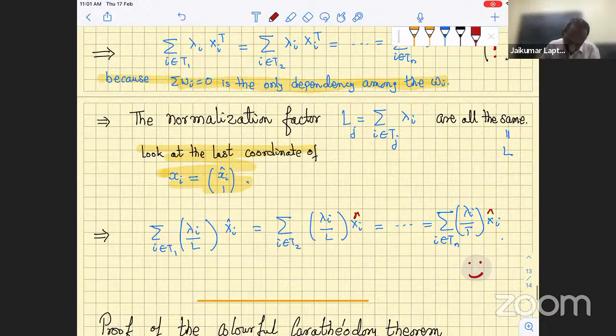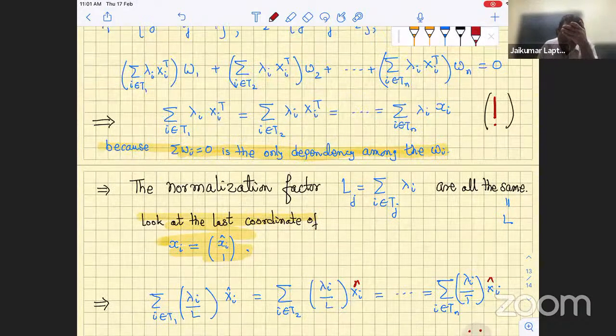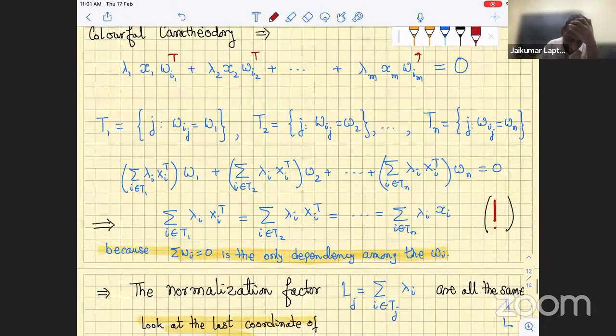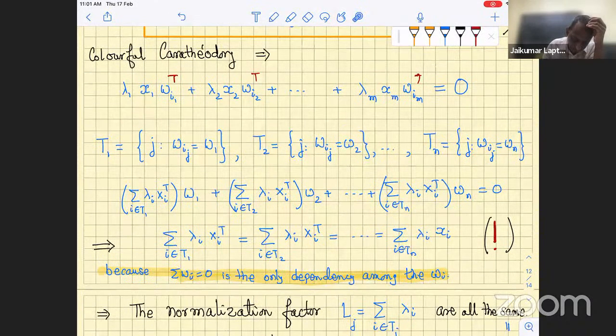Okay. So I suppose the question is, why can't these lambda_j, why can't these normalizing factors be 0? Okay. The point is, yeah, this was the question Srijato asked. Yeah. So this is a non-trivial linear combination. So all the lambdas are not 0. So there are non-zero lambdas.